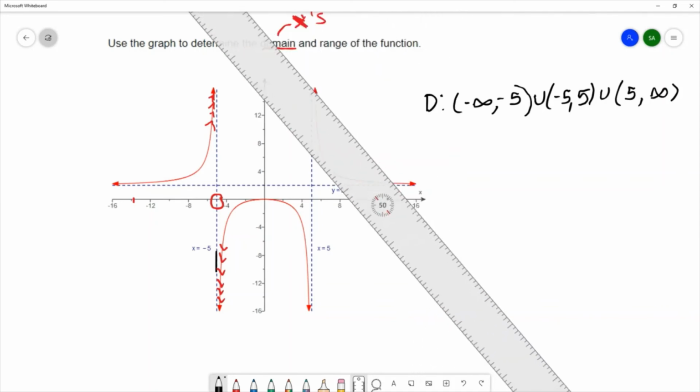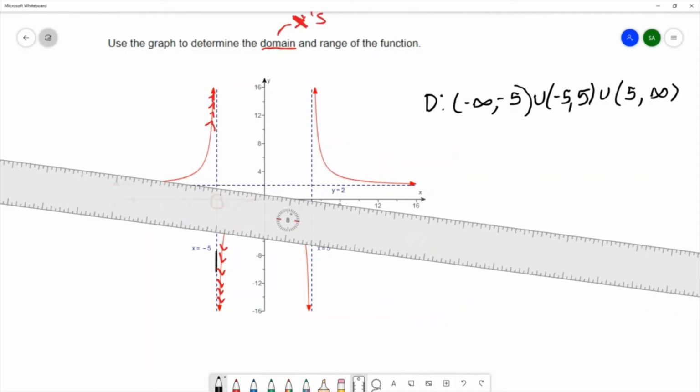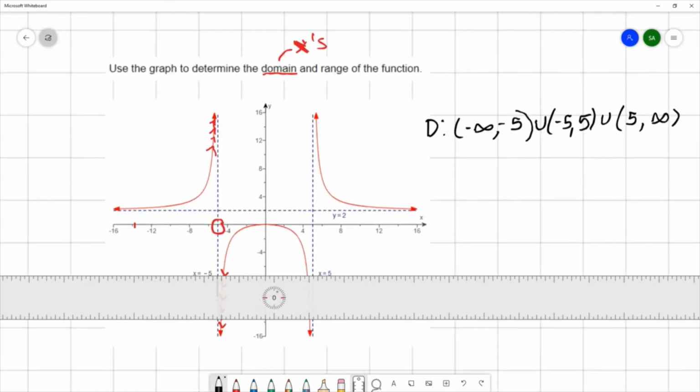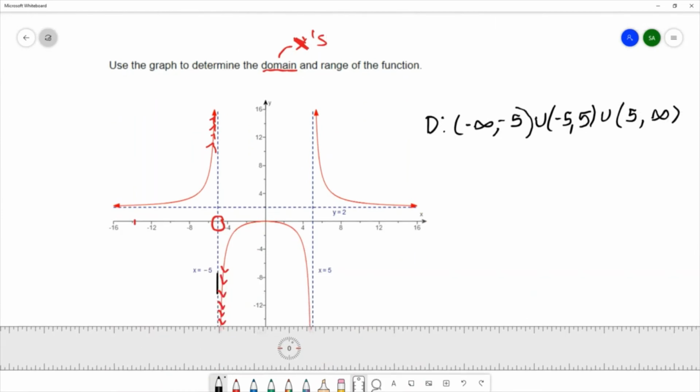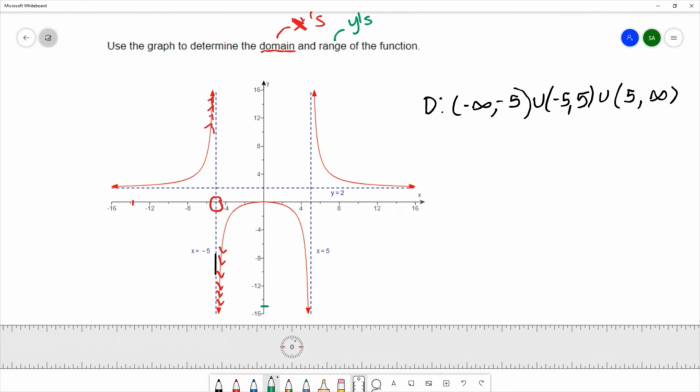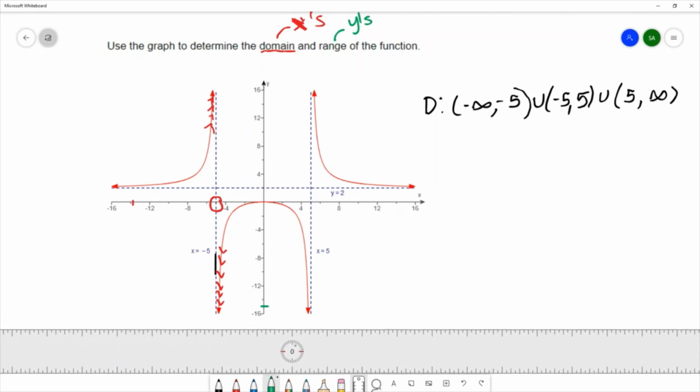Then you want to find the range. And for the range, you're going to hold your ruler horizontally. You're holding it horizontally because the range is the y values, and this is going to mark out values on the y scale. So the range is the y's. And once again, we're going from bottom to top so that we can go from smallest to largest. So from the bottom, you can see we have arrows on this graph here, meaning that it's going to continue on down. And that means that our range will also start at -infinity.